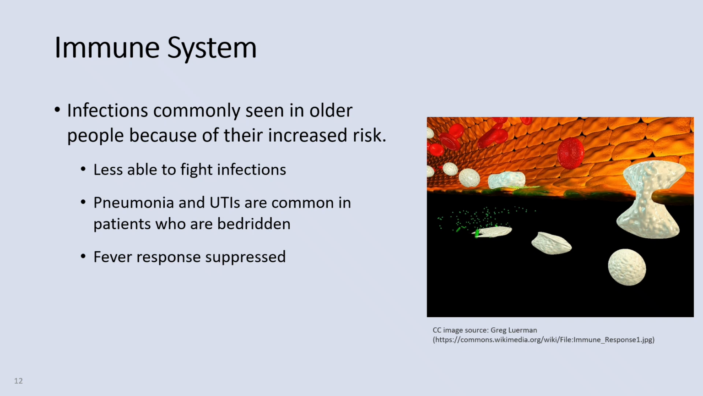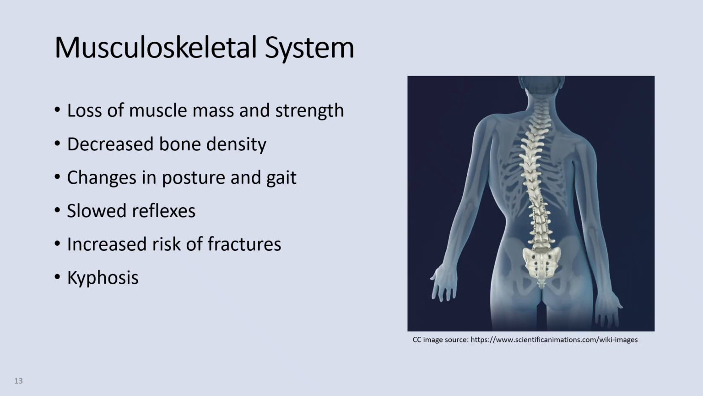Common musculoskeletal changes in older adults include a loss of muscle mass and strength, decreased bone density, and the breakdown of joint cartilage. These changes can lead to decreased height, stiffness, joint pain, and an increased risk of falls and fractures. Other issues include changes in posture and gait, reduced flexibility, and slower reflexes.